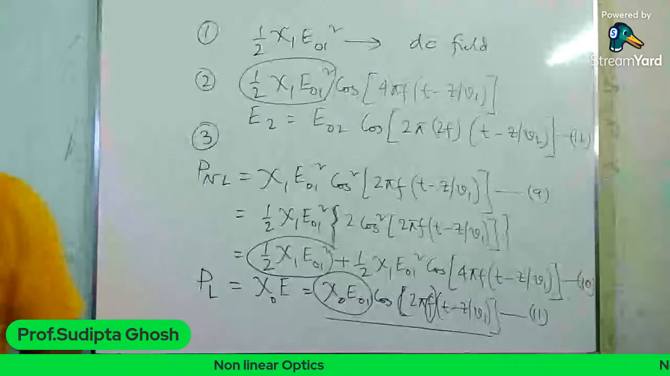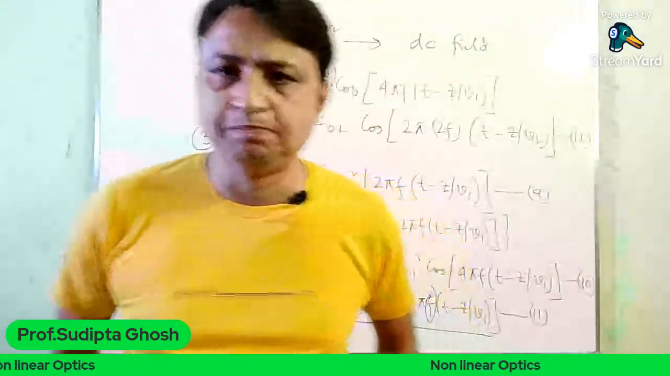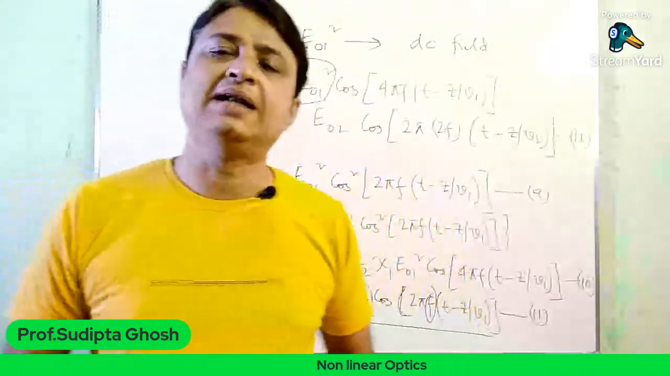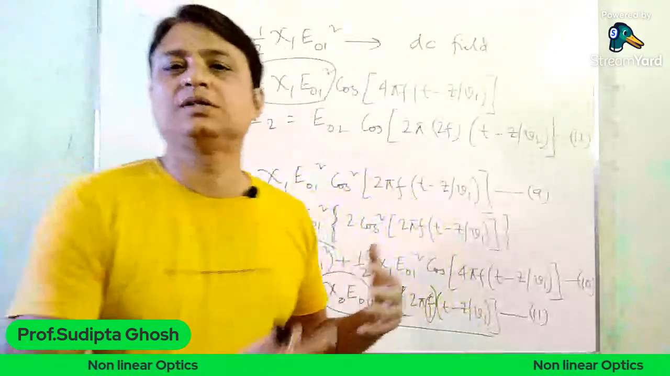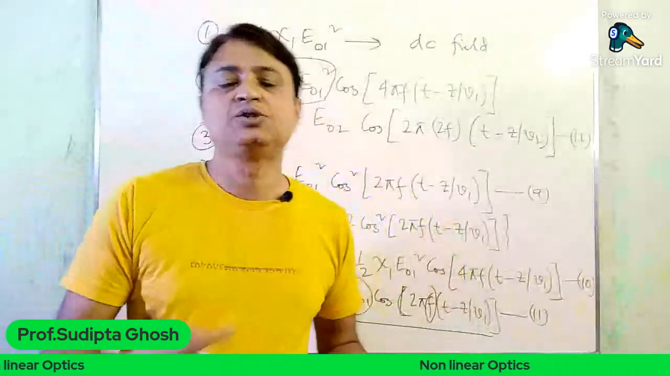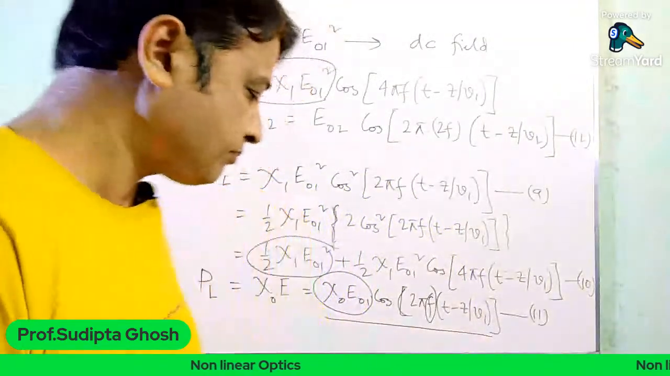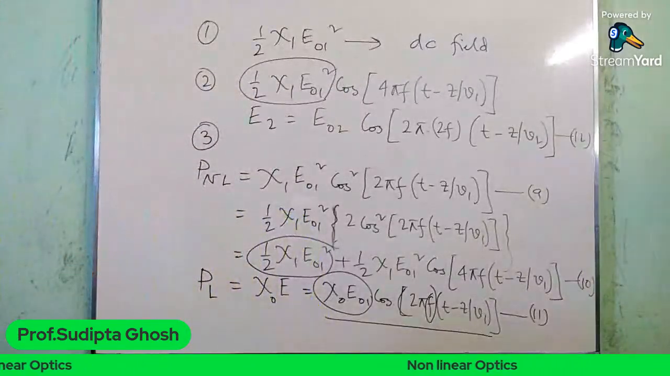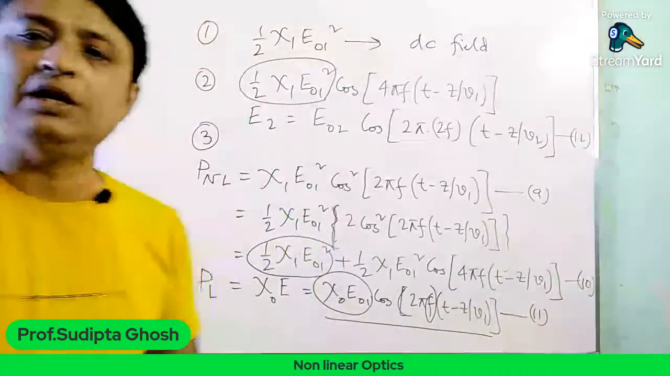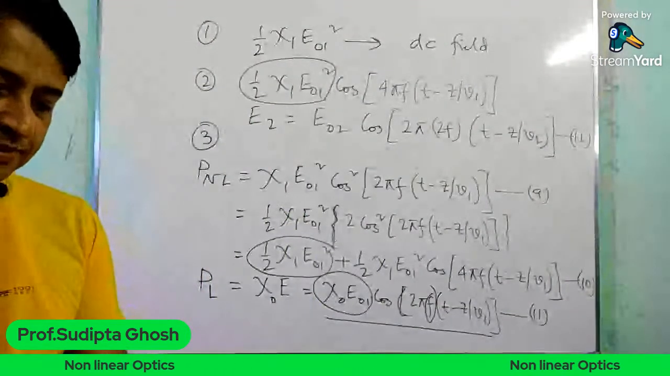Because this velocity is the velocity of the wave inside the material, inside the dielectric material or the nonlinear material, as the frequency of the wave is changed, the velocity must change itself. Fine. So we have come across that a second harmonic wave can be generated.